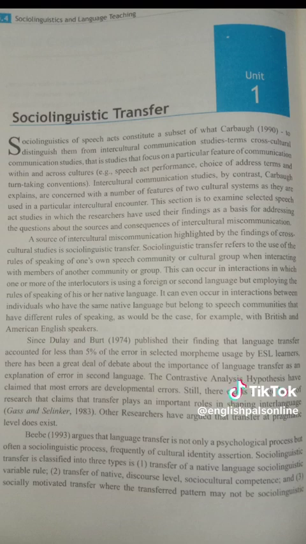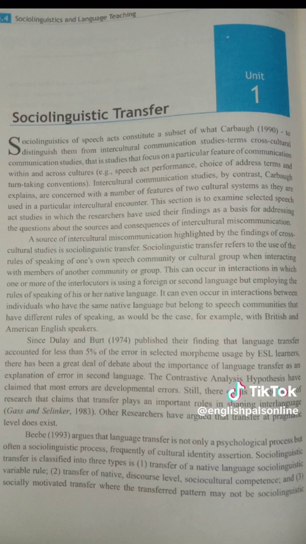This section is to examine selected speech act studies in which the researchers have used their findings as a basis for addressing questions about the sources and consequences of intercultural miscommunication. A source of intercultural miscommunication highlighted by the findings of cross-cultural studies is sociolinguistic transfer. Sociolinguistic transfer refers to the use of the rules of speaking of one's own speech community or cultural group when interacting with members of another community or group.